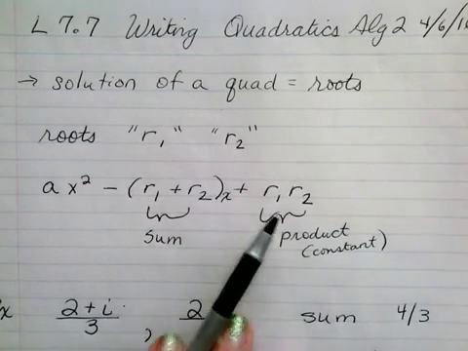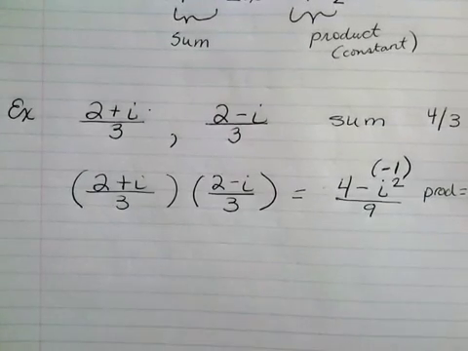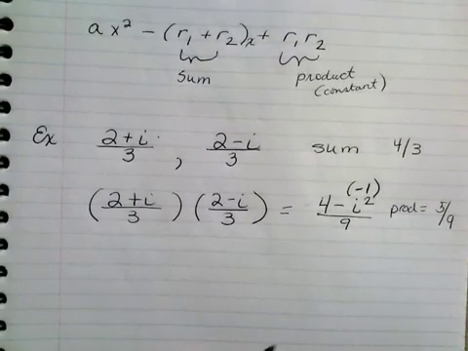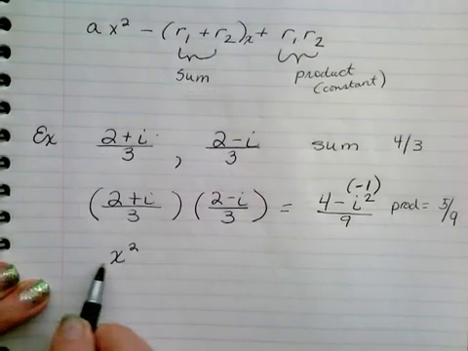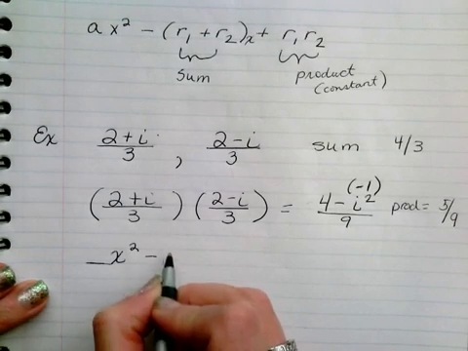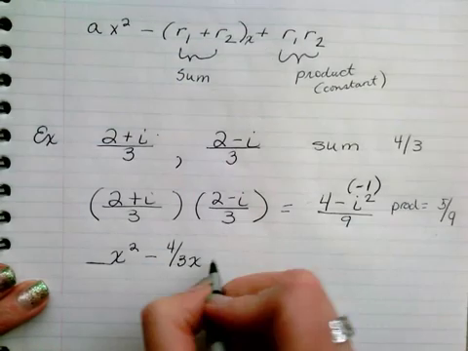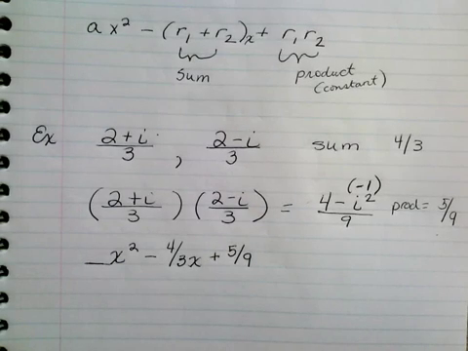Now that I have found the sum and the product, I can start inputting the sum as the coefficient of x and the product as the constant, and I'll have something that looks more like a quadratic. I'm going to leave the a out and put a line there, you'll see why in a minute. x squared minus the sum, 4/3 x, plus the product, plus 5/9. You guys see this? That's what we have so far. And I put that little line in front of the x for a reason.